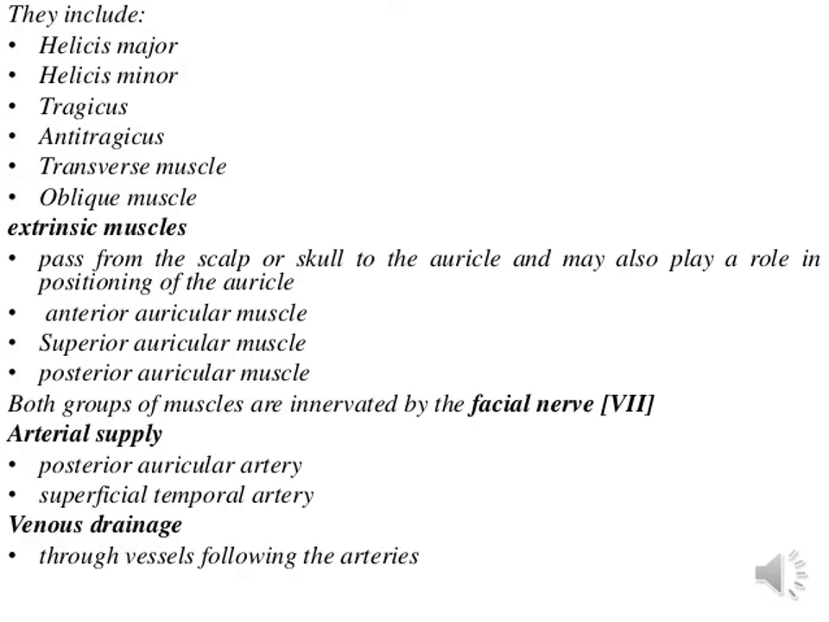We have three muscles according to their location: the anterior auricular muscle, superior auricular muscle, and posterior auricular muscle. Both groups of muscles are innervated by the facial nerve, the seventh cranial nerve. These muscles are limited in their action, and being rudimentary muscles they have no effect on the position of the auricle.